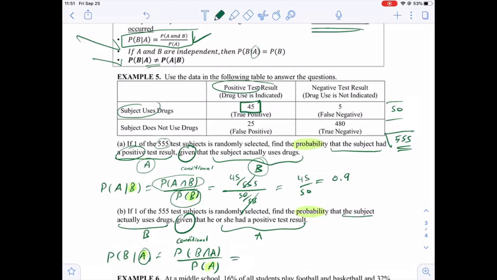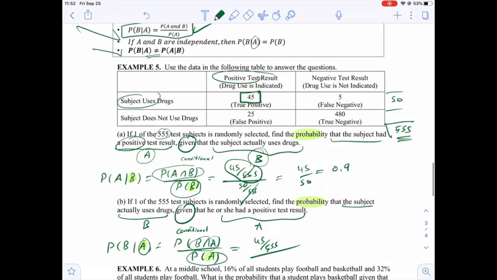Now, after writing this, what is the probability of B given A? B intersect A, or B and A, is the same as the numerator here. It's 45 over 555, divided by the probability of A. What is A? A is that the subjects have a positive test result. This is positive test results.